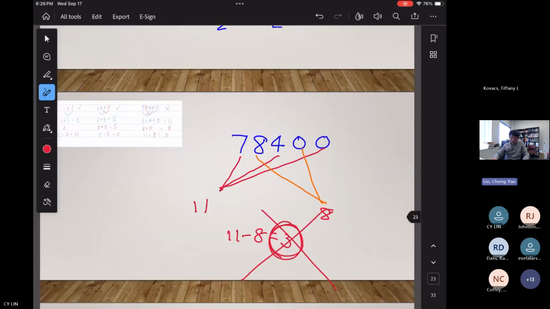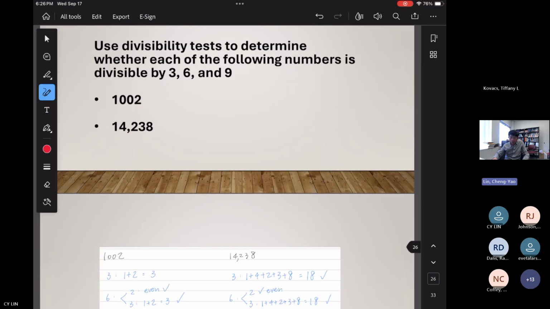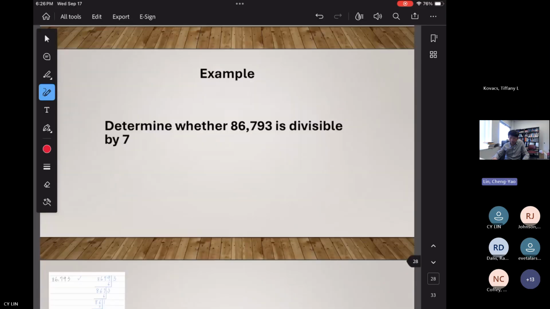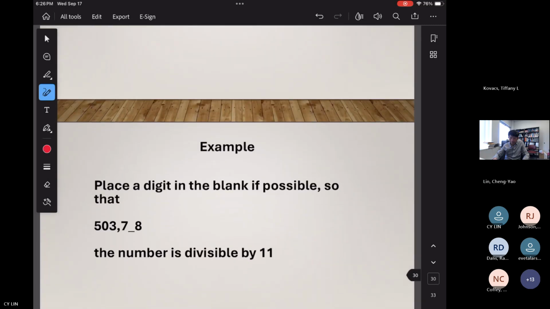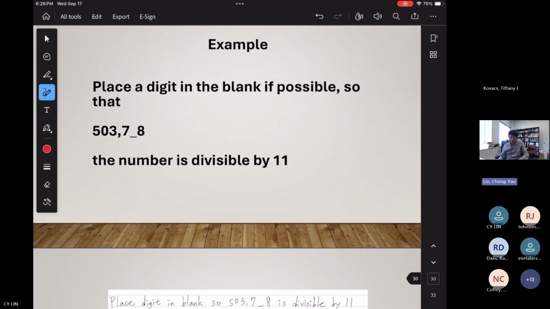You can either use method 1 or method 2. Okay. And then here is more problems like this. It's a problem solving problem. Place a digit in the blank if possible so that 5037 blank 8 is a number divisible by 11.